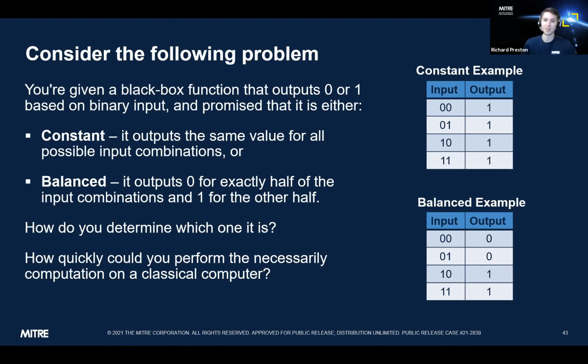Right? So this is kind of a contrived problem, but this is a problem we're going to start out with. The question is, how do you determine which one it is, constant or balanced? You're given this black box function. You're told it's constant or balanced. How do you know? And how quickly could you find out if you were on a classical computer, given this function in classical land? What do you guys think? Do you guys understand the problem, the question?